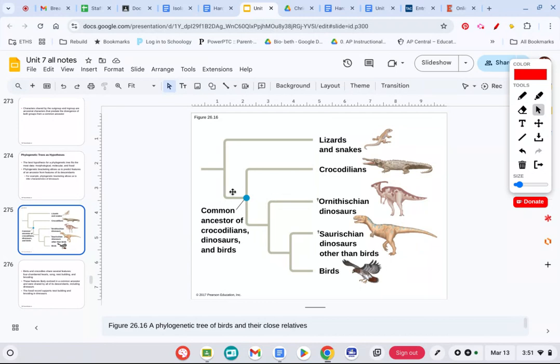All right, here's another one. I've got some lizards and crocs and all these guys and how these are related to each other. I don't think we need to.